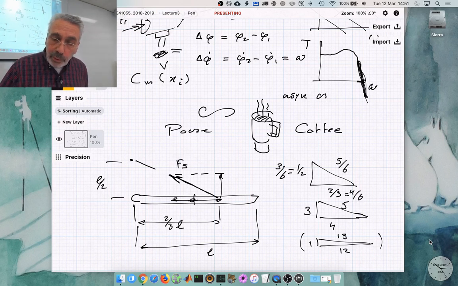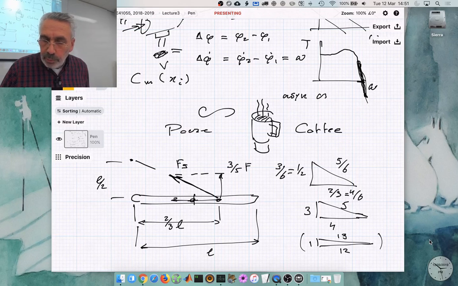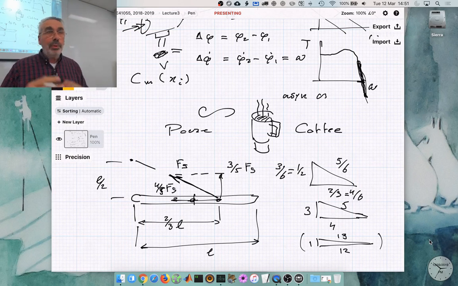this means that if we have the force here, then apparently the vertical one is 3 over 5 times Fs, and this is 4 over 5 Fs. And those are exactly the numbers we found when we took the Jacobian, when we calculated that.